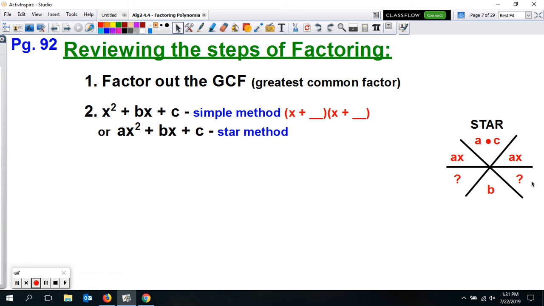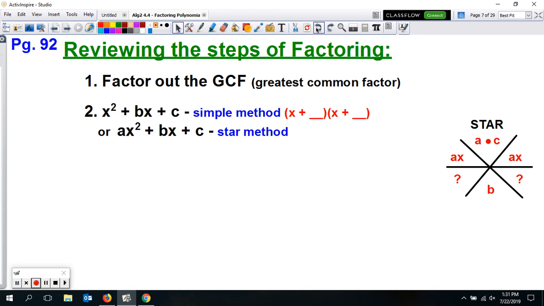That's going to be your numbers down here. It's the same question you would ask with the simple method. What two numbers multiply to give you c, that either add or subtract based on that c sign here to give you this b number here. Those are the numbers going inside there. So that's the simple method, or the star method, if you have a trinomial.